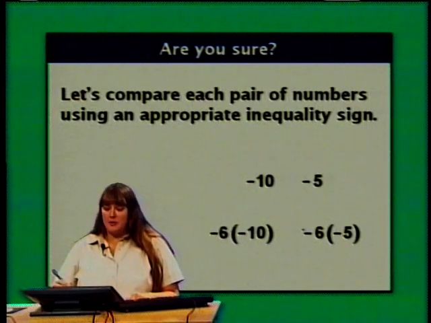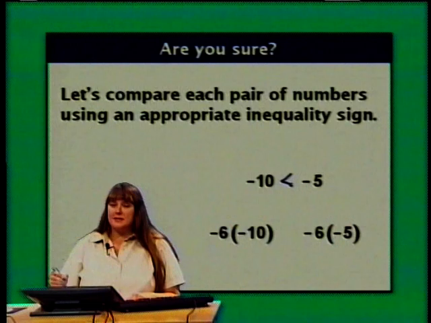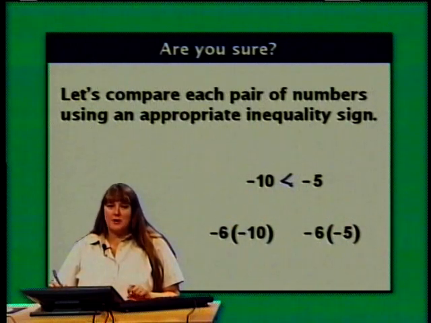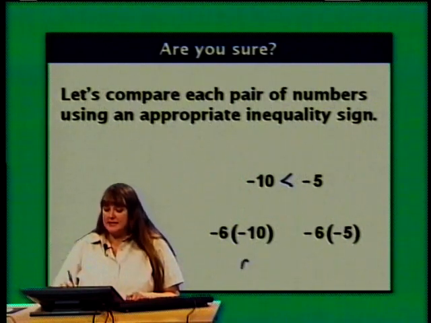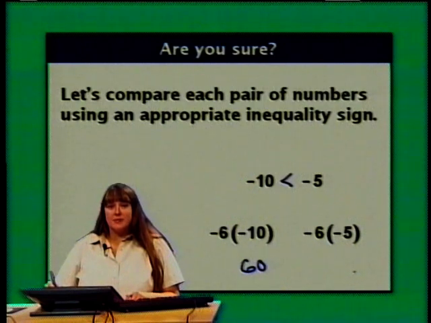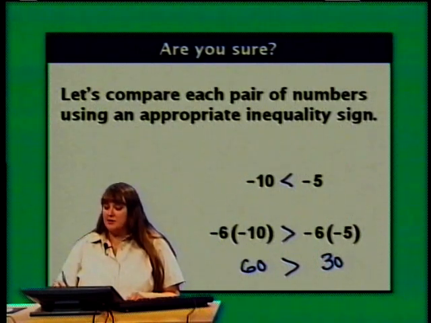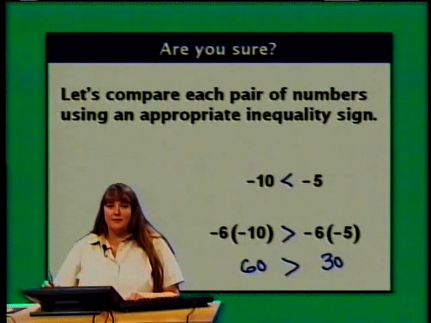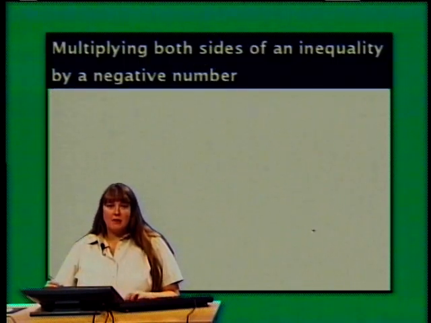Let's compare one more pair of numbers. Negative 10 is less than negative 5. What happens when I multiply both of these numbers by negative 6? Negative 6 times negative 10 is 60. Negative 6 times negative 5 is 30. 60 is greater than 30. So negative 6 times negative 10 is greater than negative 6 times negative 5. And one more time, when I multiplied both of the numbers in the original inequality by negative 6, the sense of the inequality reversed.